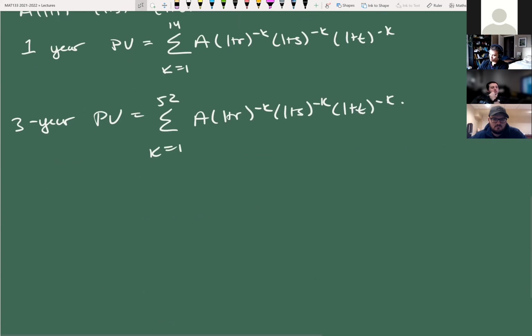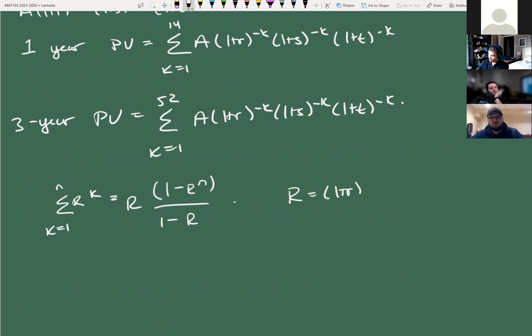So what's our formula? We have the sum from k equals 1 to n. Somebody remind me what this formula is. So r to the k is what? R times 1 minus r to the n divided by 1 minus r, I think, right? Maybe I should use a different r so that we don't confuse it with the r above. So here my r is 1 plus r to the negative 1, 1 plus s to the negative 1, 1 plus t to the negative 1.